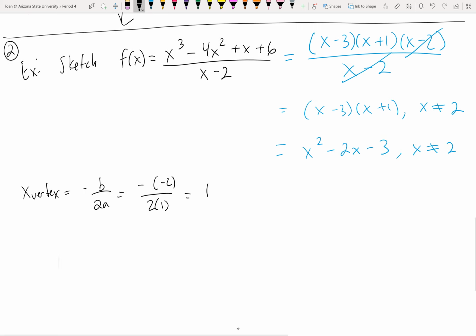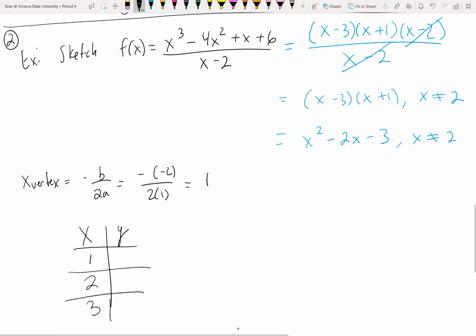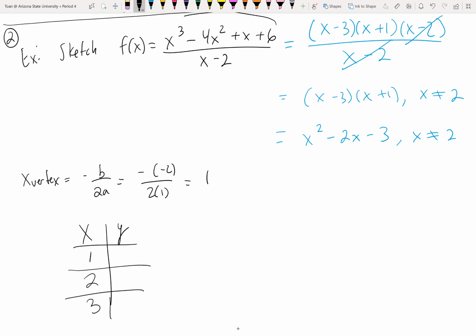Right? Once you have the x coordinate of your vertex, you can do an xy table, starting with your vertex, and then just choose x values that are close to it. Say 2 and 3. And then you just plug it in. Now here's the other part where if you're going to make a mistake, this is where you're going to make a mistake. Kids like to go back to the original.